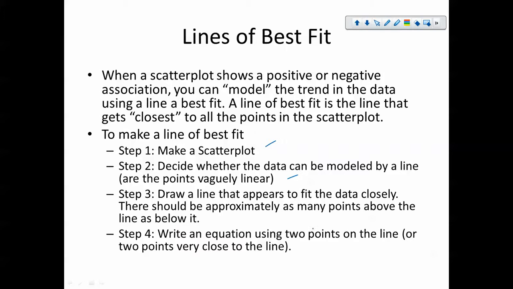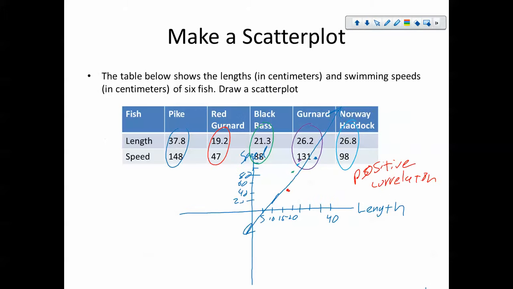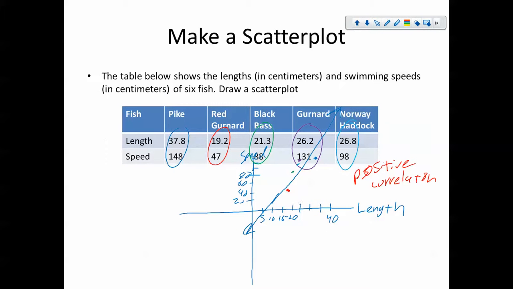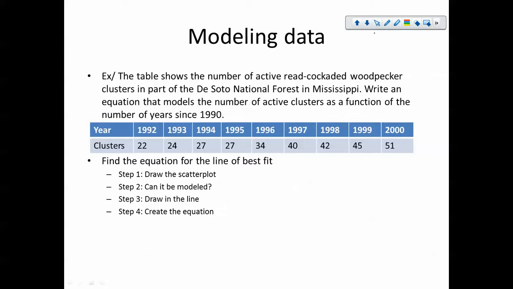There should be approximately as many points above the line as below it. So let's look back at that last example. We've got 3 above it, 2 below it. That's pretty good. And it's just about as close as we can get to all the points. And then finally, we can write an equation using 2 points that are on the line or 2 points that are very close to the line. We're going to do that in the next example. But we drew the line in there as close as we possibly could. Okay? Let's do this last thing together here, and this is all we've got today.